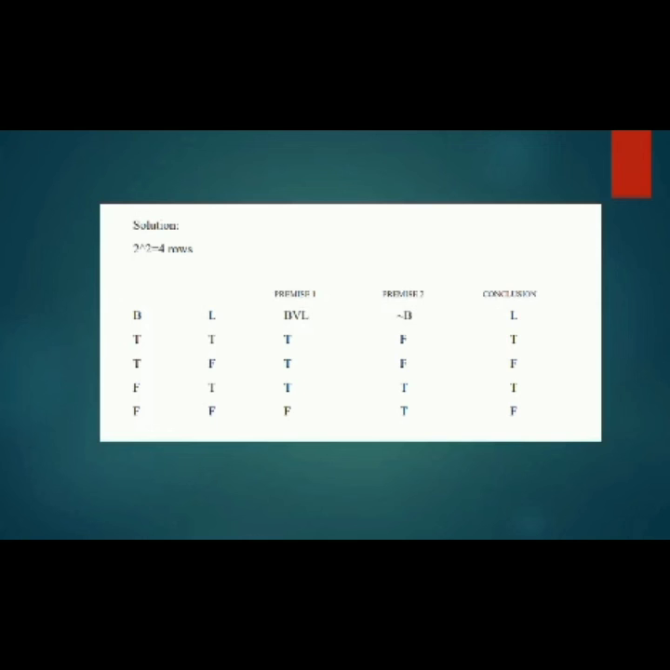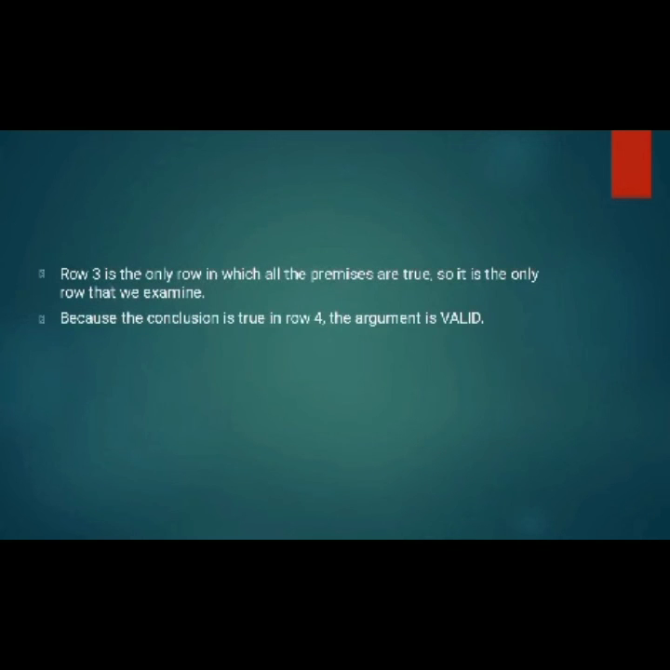Variable B has true, true, false, false. Variable L has true, false, true, false. B disjunction L has true, true, true, false. Negation B has false, false, true, true. Lastly, variable L has true, false, true, false. In conclusion, row 3 is the only row in which all the premises are true. So it is the only row that we examine, because the conclusion is true in row 3.